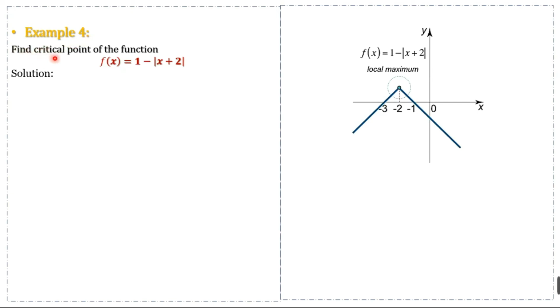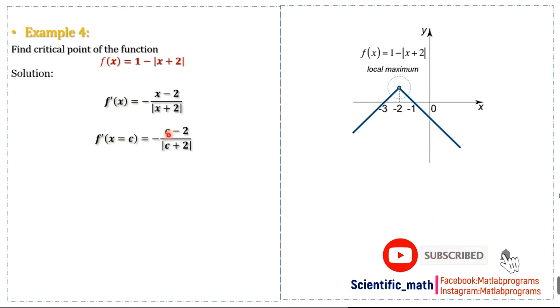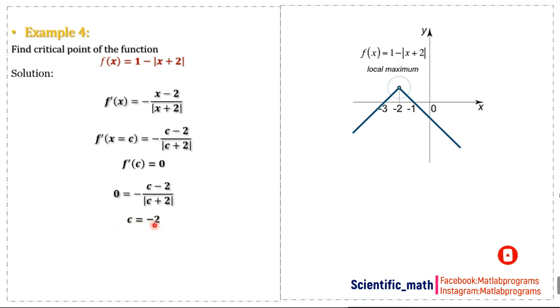Example 4. Find the critical point of the function f of x is equal to 1 minus mod of x plus 2. First we find the derivative of this function, that is f prime of x is equal to minus (x plus 2) divided by mod of x plus 2. Now we replace x with c, put f prime of c is equal to 0, and we find the value of c. So we get c is equal to minus 2.